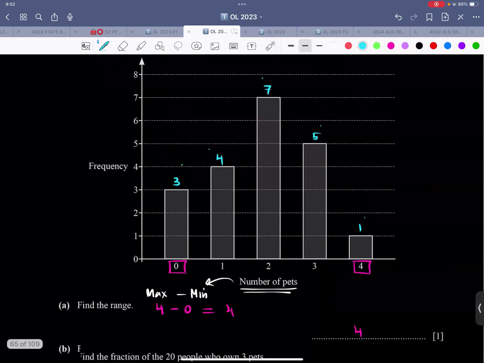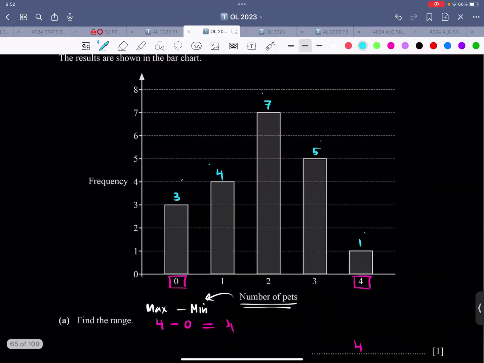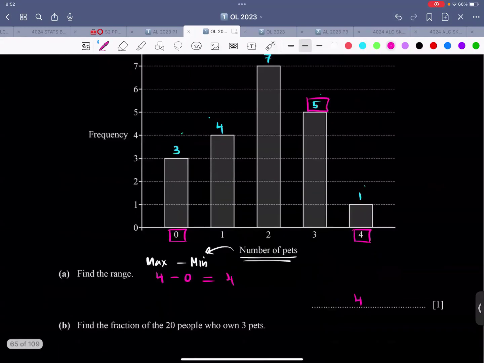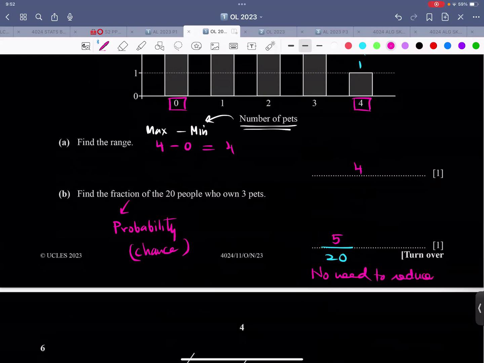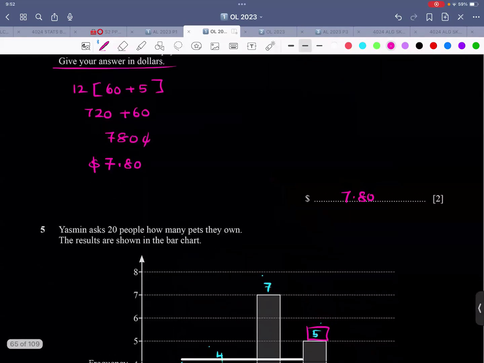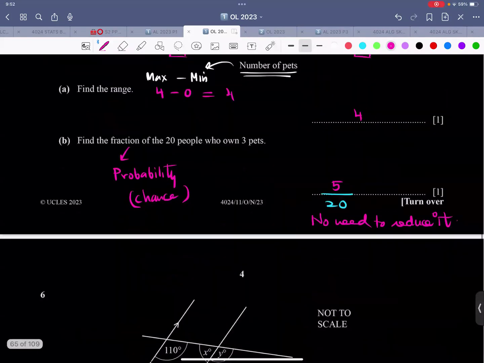Who own 3 pets? Now, how many people own 3 pets? That is 5. So the probability, the fraction, that is 5 out of 20. So fraction means the same thing as probability, chance. That is what this is all about. That's 5 over 20. No need to reduce it, because the examiner is not saying, so why should we be over efficient? Just leave the answer in the raw form.